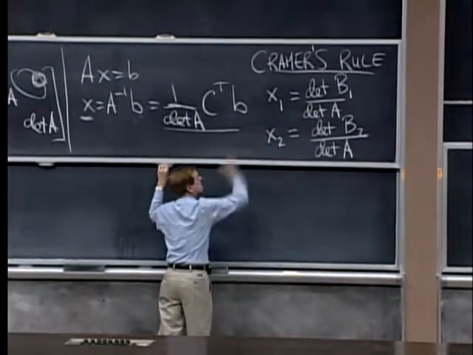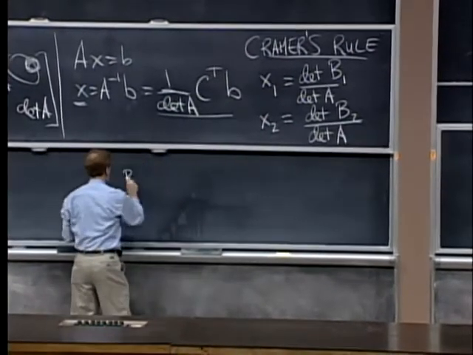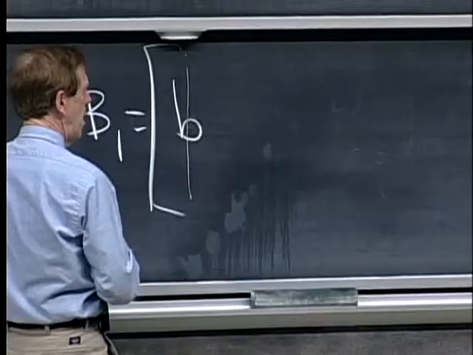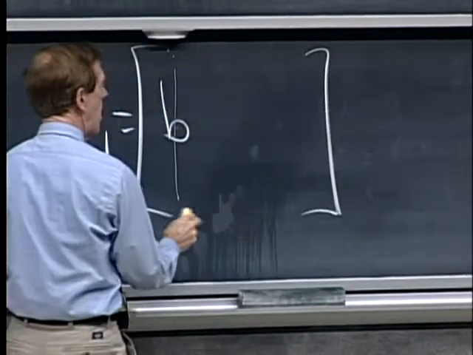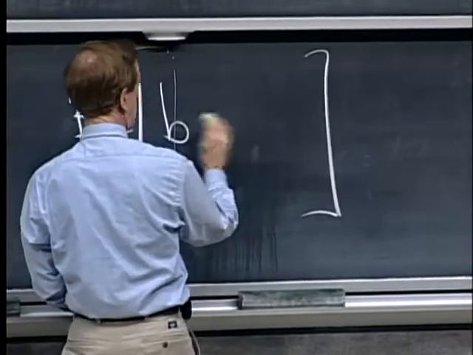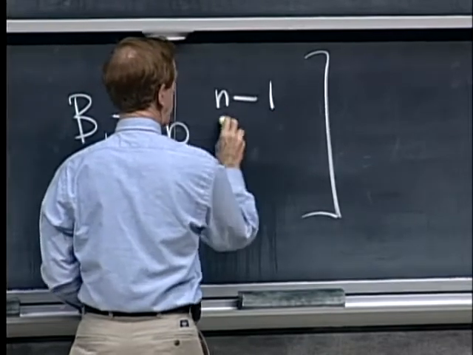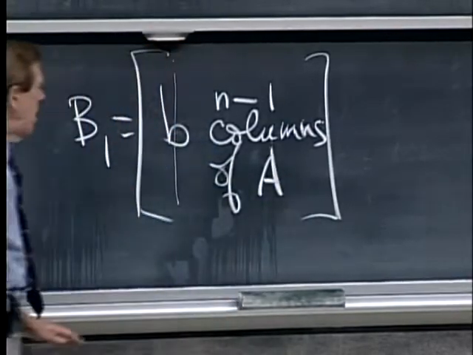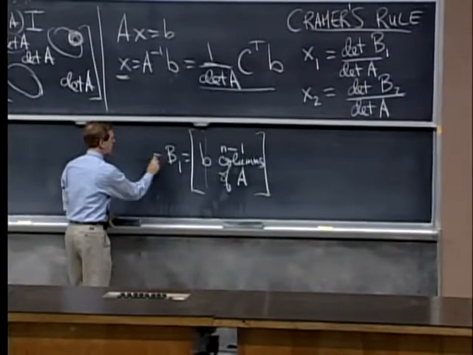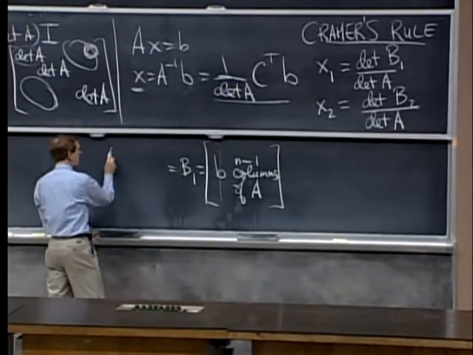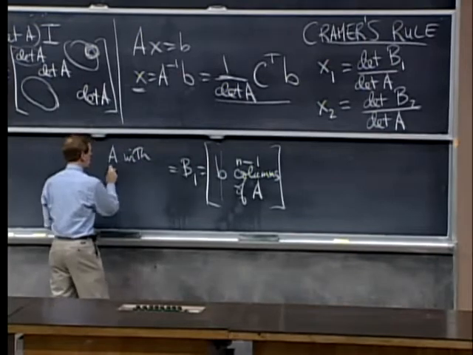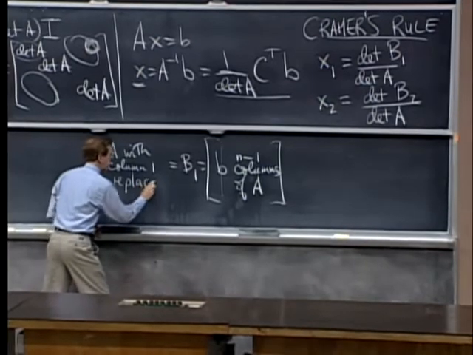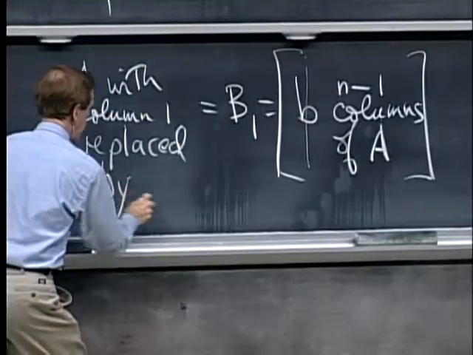Okay. So what is this B1? This B1 is the matrix that has B in its first column, and otherwise the rest of it is A. So otherwise it has the rest, the n minus 1 columns of A. It's just the matrix A with column 1 replaced by the right-hand side, B.